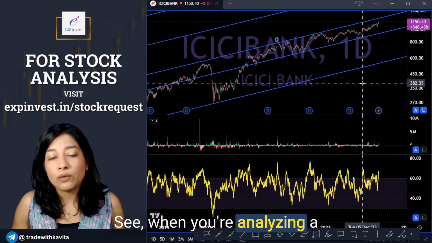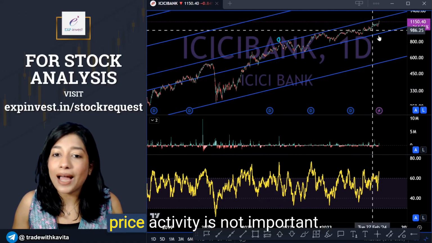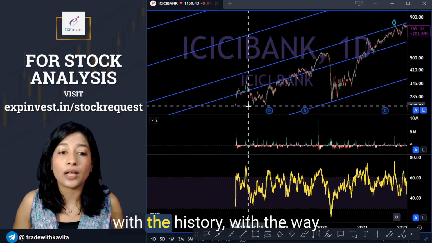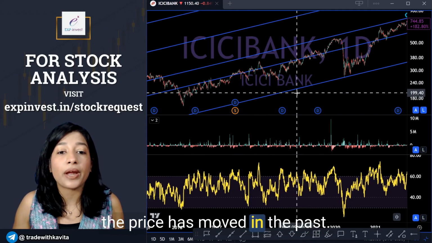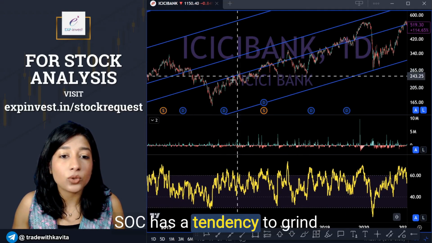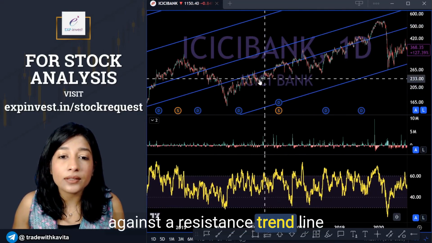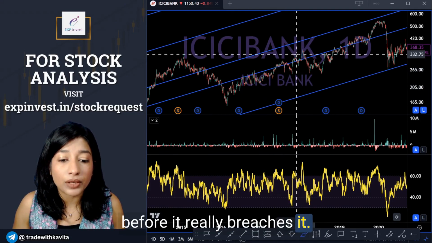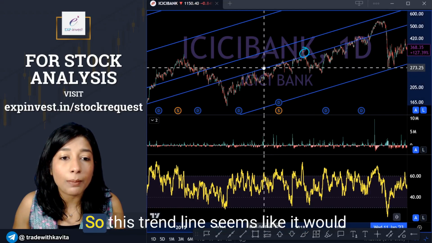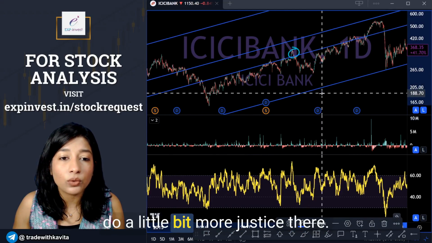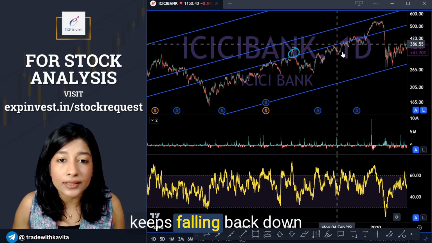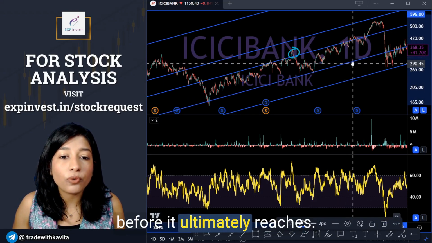See, when you're analyzing a stock, just analyzing the recent price activity is not important. You need to also familiarize yourself with the history, with the way the price has moved in the past. What is its tendency? So what I can see here is the stock has a tendency to grind against a resistance trend line before it really breaches it. And it will try to give a breakout above it, fail, maybe come back down. So this trend line seems like it would do a little bit more justice there. And then it can rise and then keeps falling back down before it ultimately reaches.